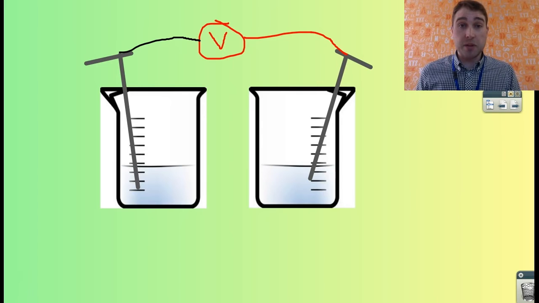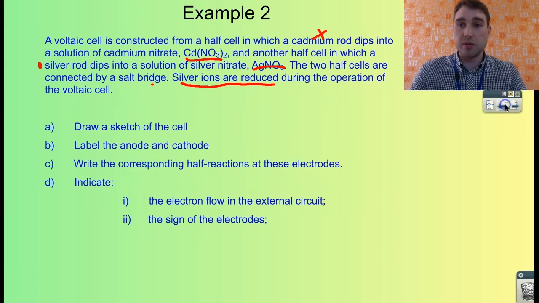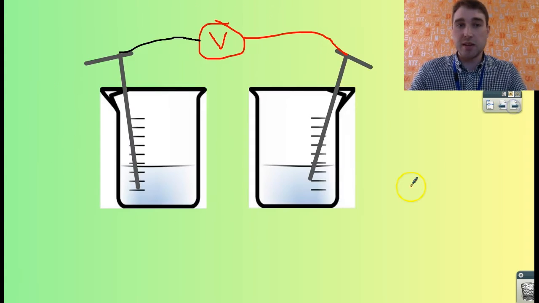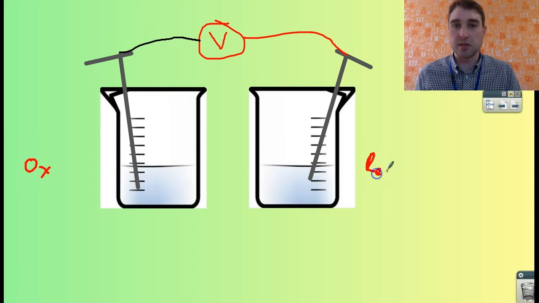So here's my diagram. I've hooked up a voltmeter. So the first bit of information that we were told that's very important is the silver ions are reduced. Now I like to have the oxidation half cell on this side and the reduction half cell on this side. So I'm just going to label that quickly. So that side is going to be ox and that side is going to be red. So the silver ions are reduced.